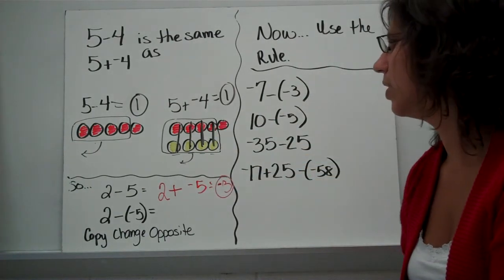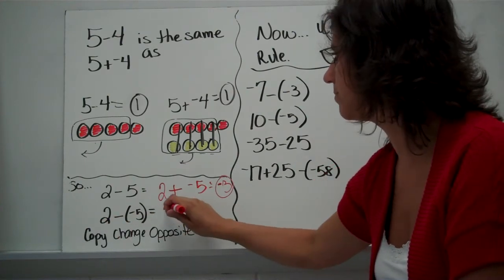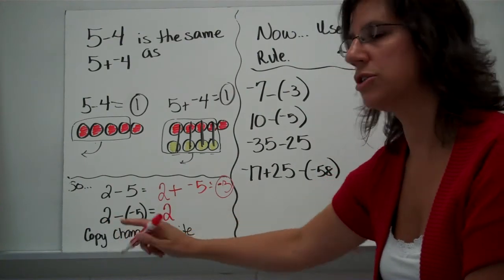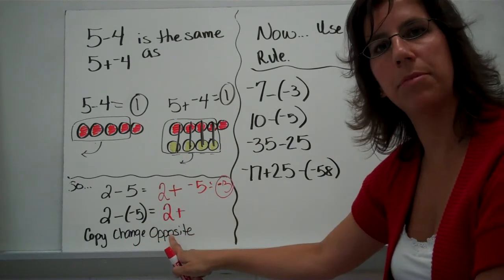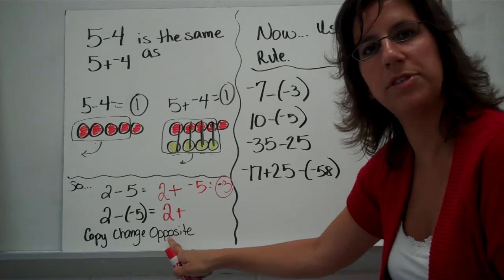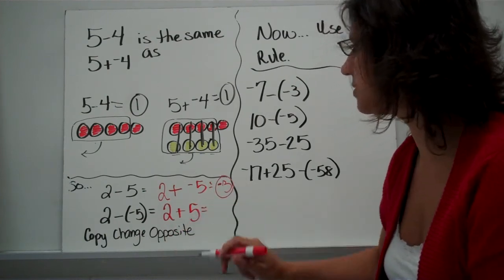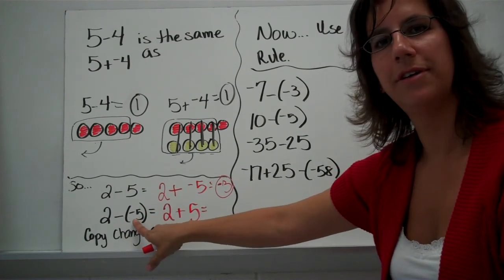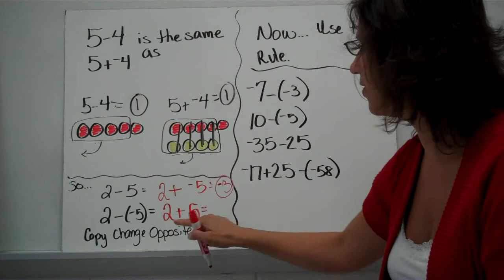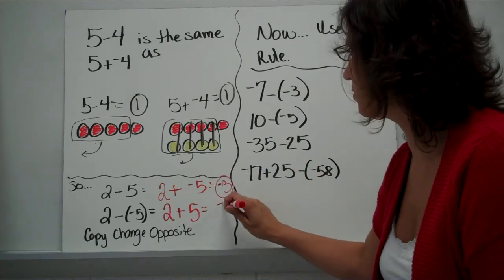Okay? All right, let's do this one. 2 minus negative 5. You copy the first number, change the subtraction to addition, and then do the opposite of the second number. Well, we have a negative 5. The opposite of negative 5 is positive 5. Remember that activity we did in class? What's the opposite of negative 5? Positive 5. All right, now we have our song. Same signs, add and keep.